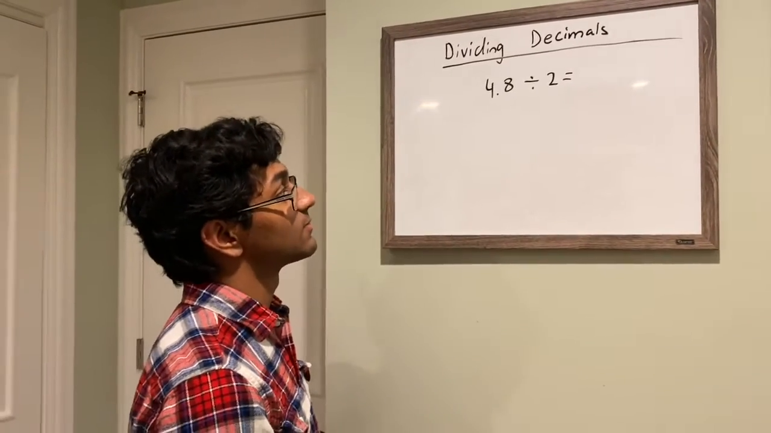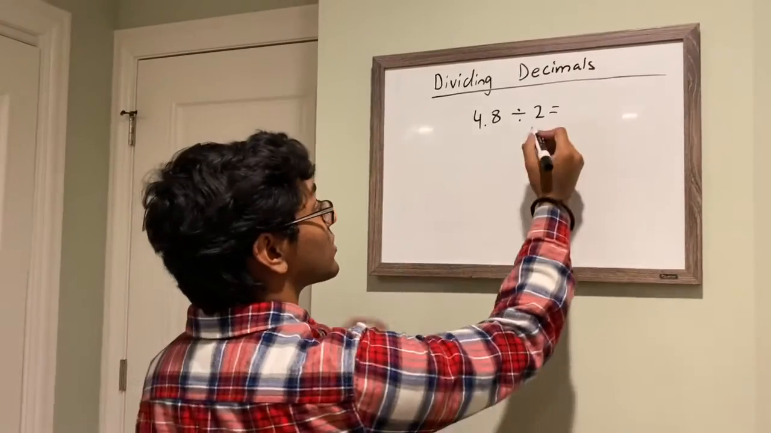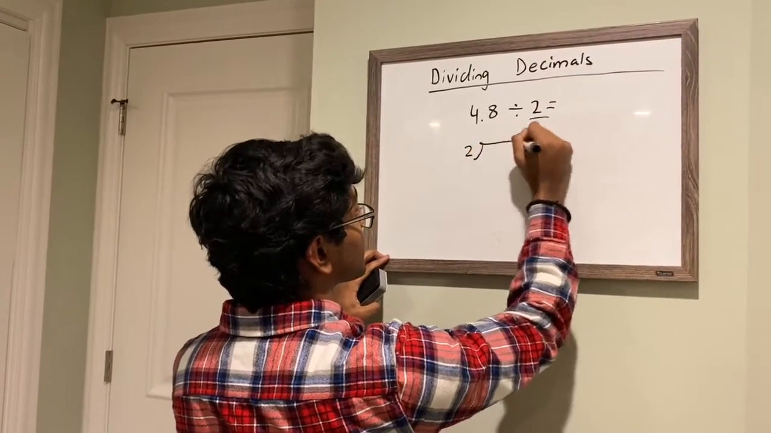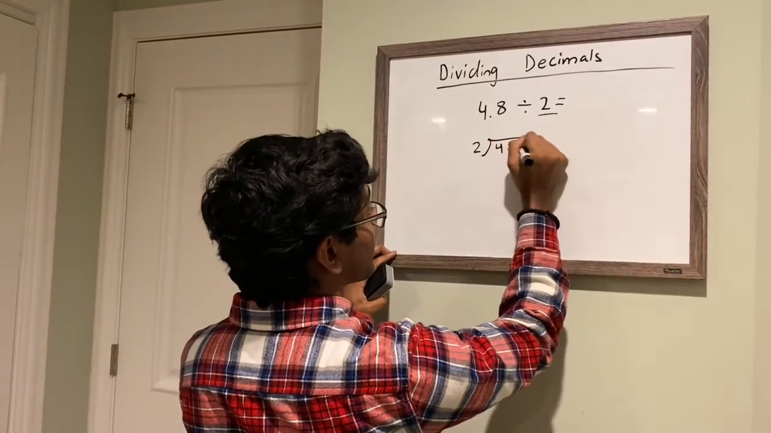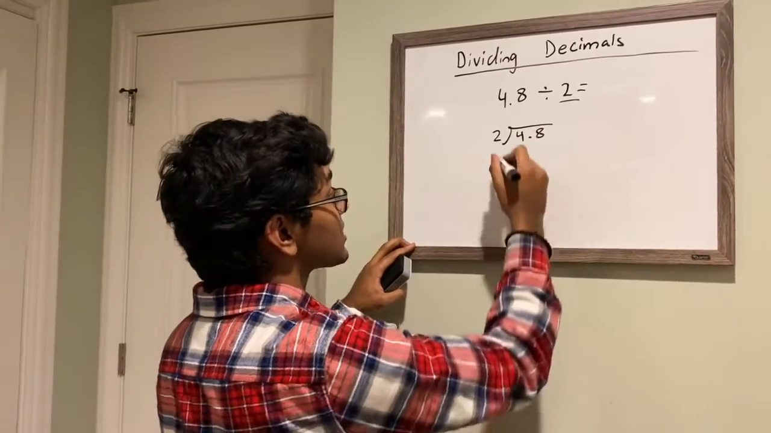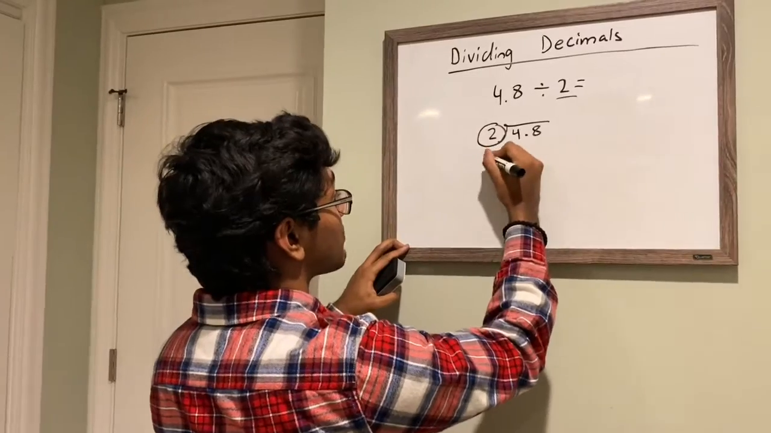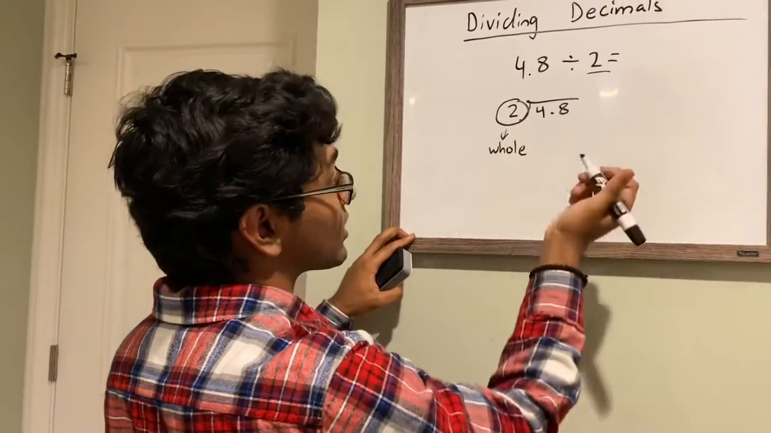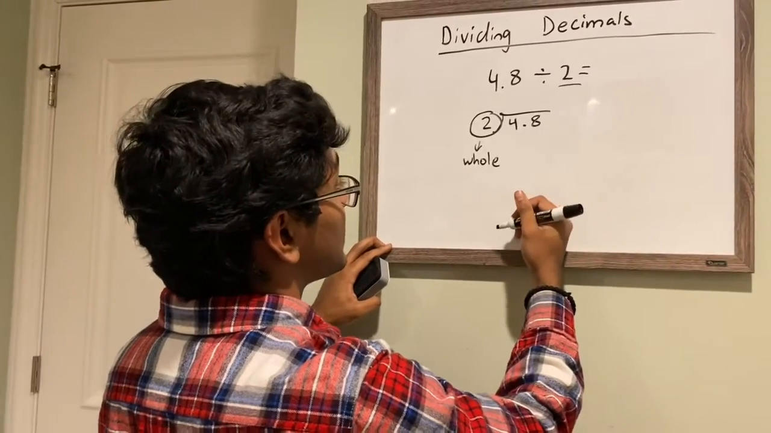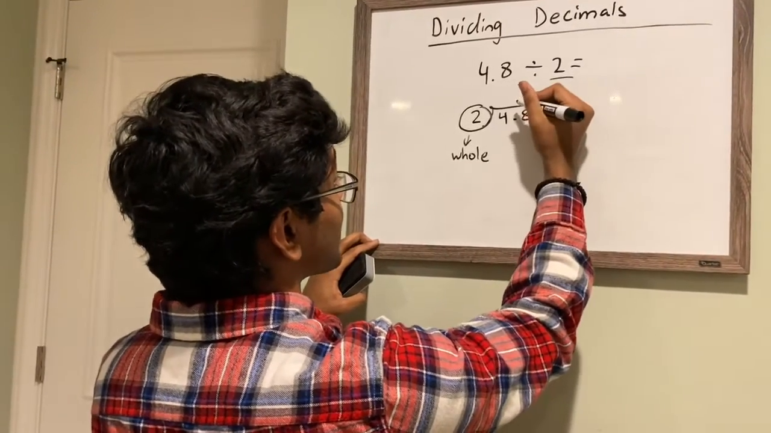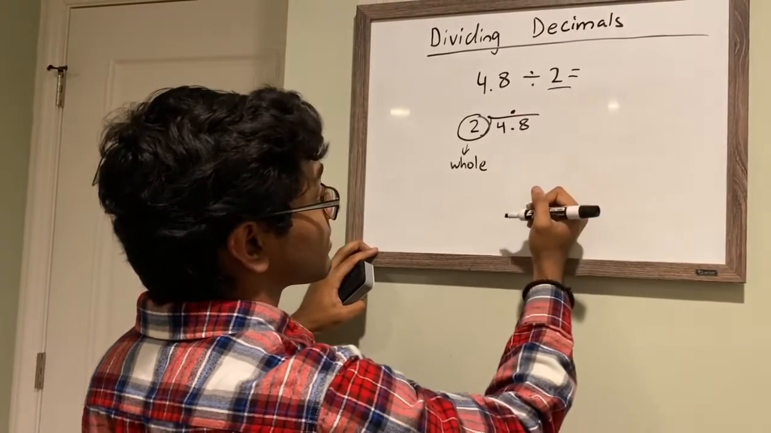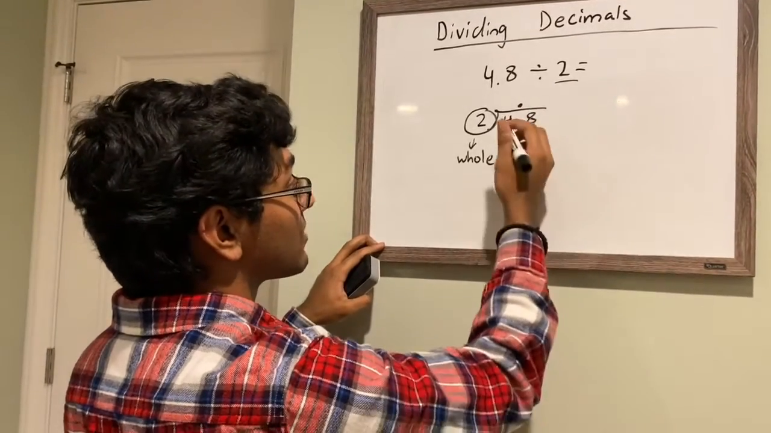4.8 divided by 2. So first we want to rewrite it with the small number on the outside. So 4.8 divided by 2. Now before we start, we need to make sure that the outside number is a whole number, which means it doesn't have any decimals. And as you can see, 2 is a whole number because it doesn't have decimals. Now the next step would be to align the decimal where it is. So right here, because these two line up.